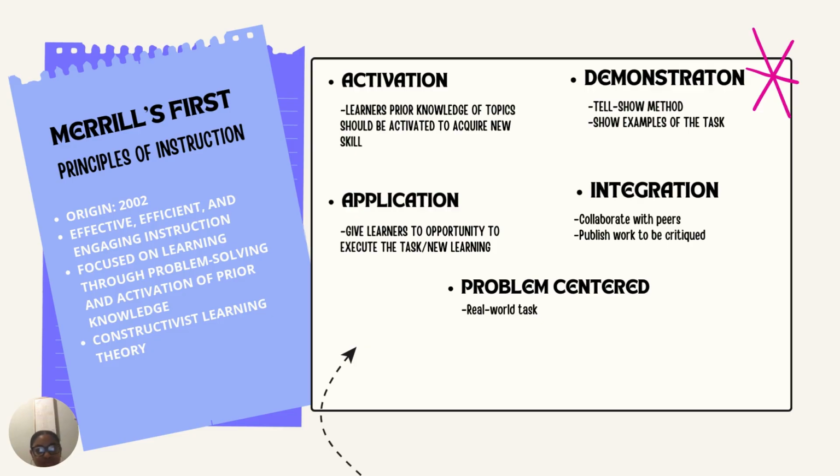So the five principles, I'm saying this in no particular order, are to present a problem, activate the learner's knowledge, give the learner time to demonstrate, show them examples of the new skill that you've taught, and give them time to apply it. So their real world application, give them time to do it. And finally, to be able to integrate it into their world.